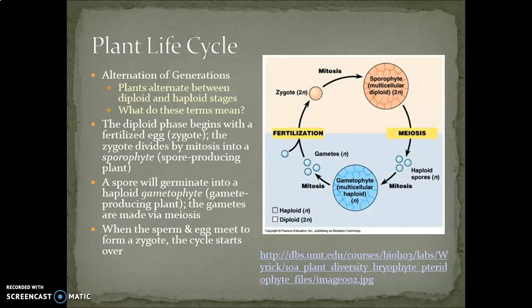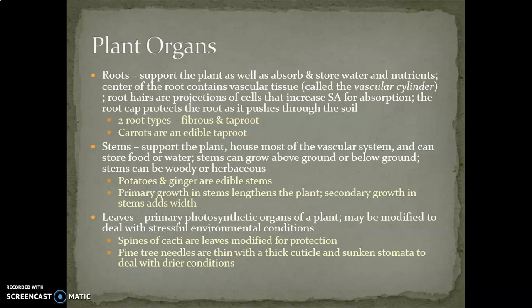Pretty self-explanatory, but we have roots, stems, and leaves. Roots can be fibrous or a taproot. Fibrous roots are the ones that spread out really far and wide. A taproot's more of a single root that's going to anchor the plant down. The big thing for the roots: they absorb water and nutrients from the soil and they anchor the plant to the ground.